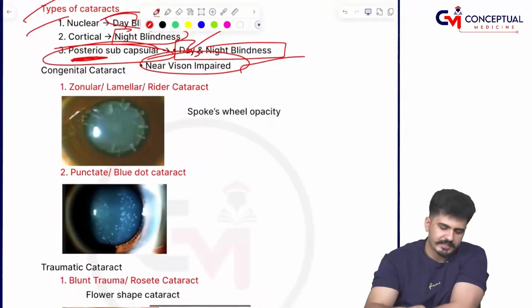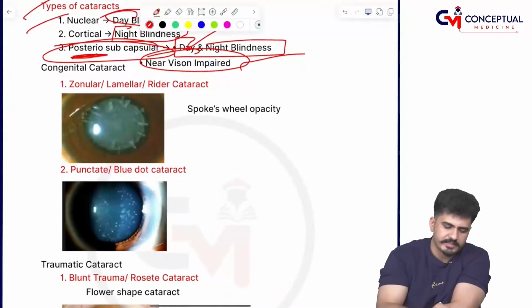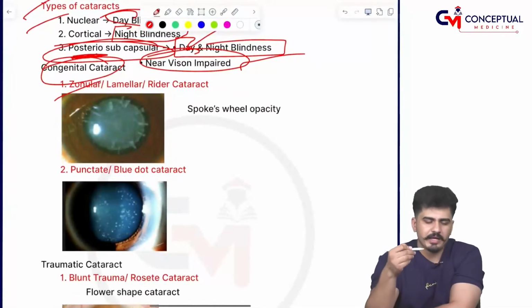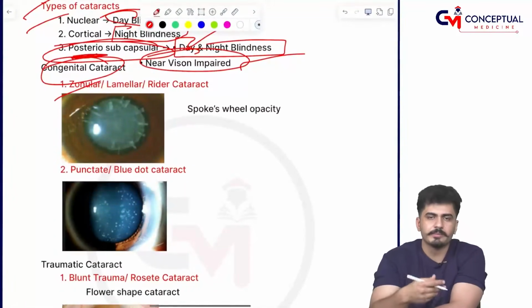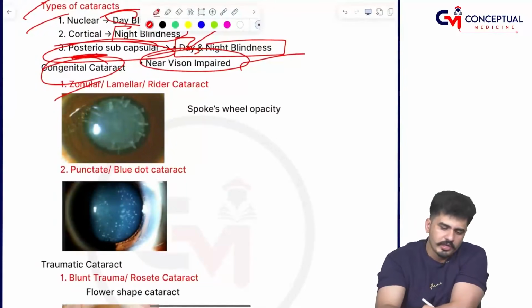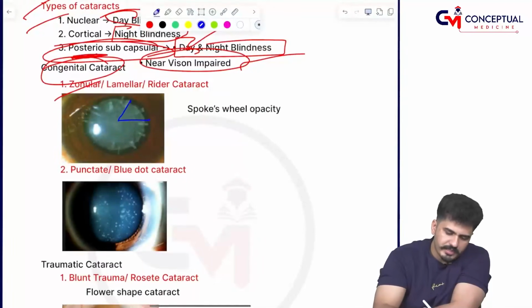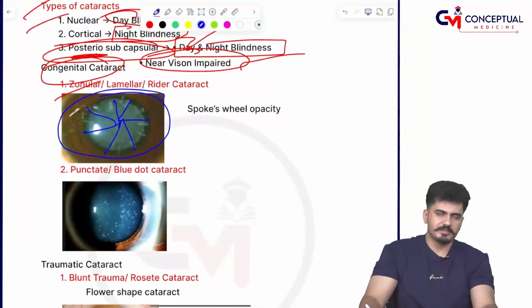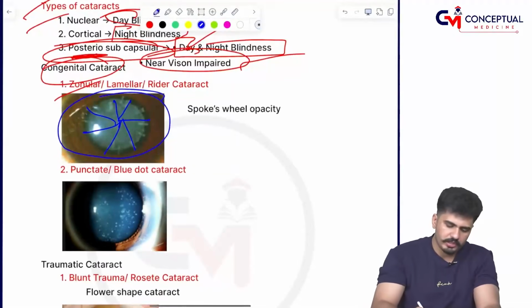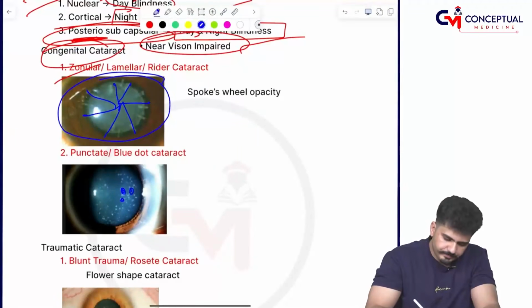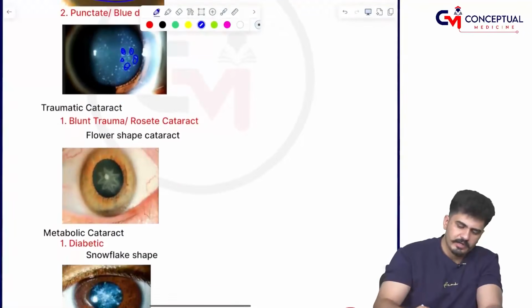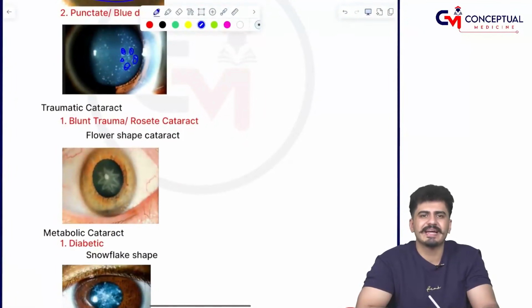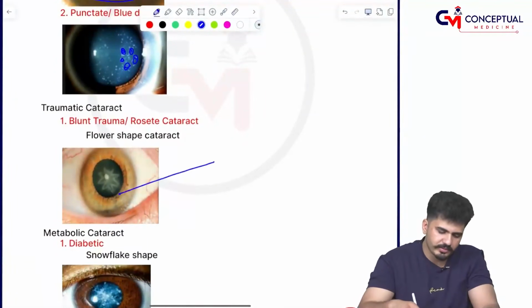Now different types of cataracts with their findings. In congenital, there are zonular and punctate. Zonular has other names, laminar and riders also. You are going to see spoke wheel opacity. In punctate or blue dot, you are going to see punctate opacities. These are the congenital cataracts. Now traumatic, blunt trauma: rosette cataract, flower-shaped appearance.